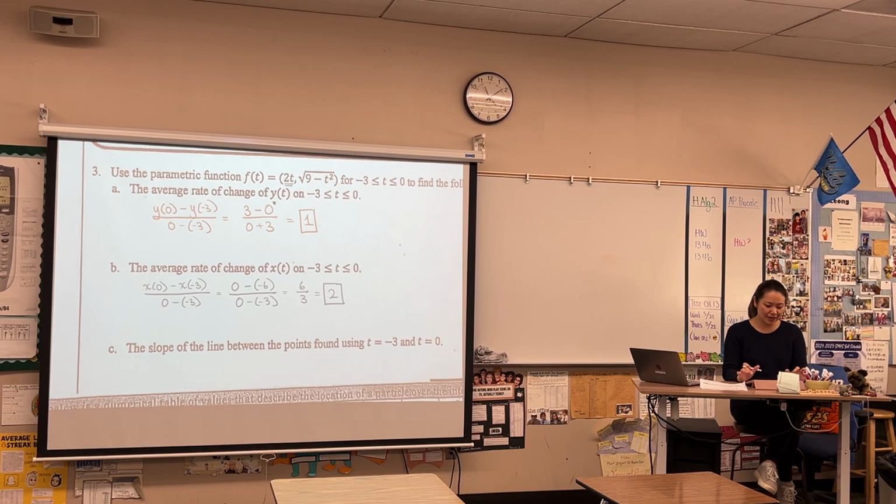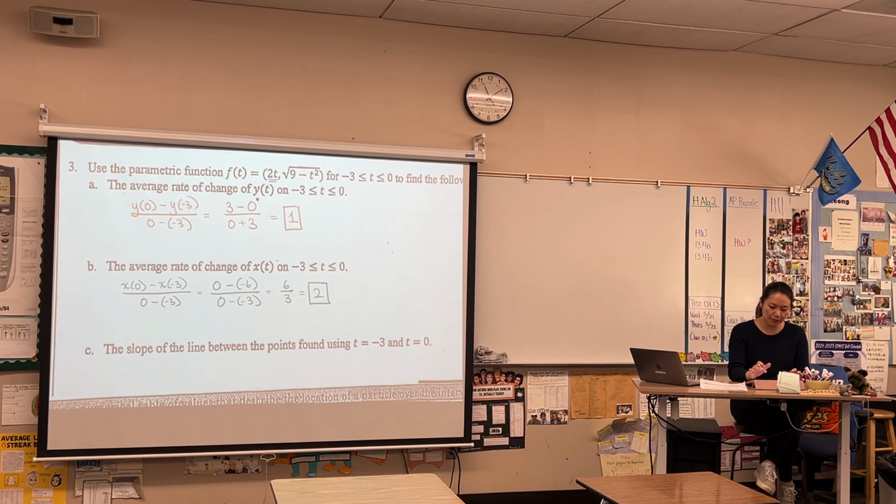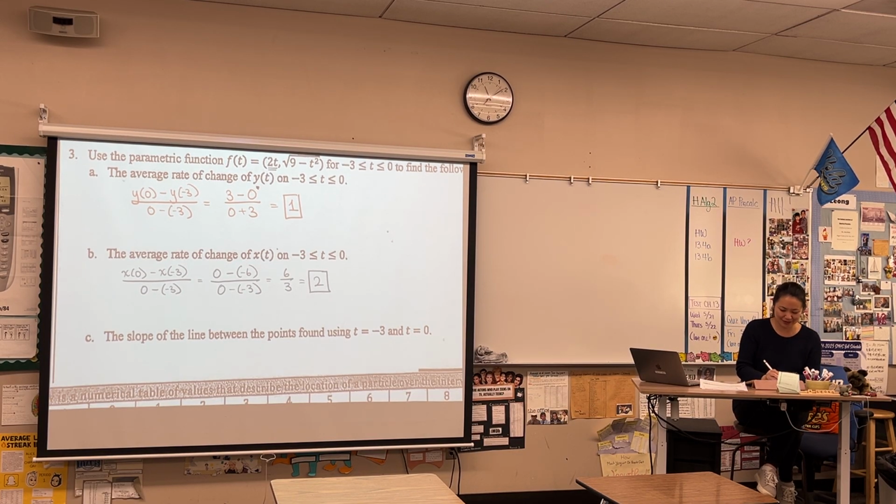Okay, and then part C. So the slope of the line between the points found using those on the parametric function should then be what? 1 over 2. That's it. You got it. All right, so change of y over change of t. Change of y over change of t gets 1 over 2. Done. All right, good job, you guys.